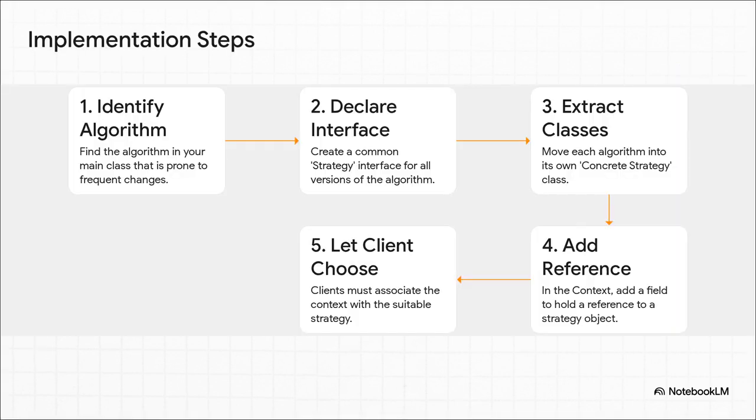So what if you want to try this yourself? It's really just a 5-step recipe. First, find that algorithm in your main class that's always changing and causing problems. Second, create a common interface for all the different ways you do that thing. Third, pull each of those variations out into its own separate concrete strategy class. Fourth, back in your main class, just add a field to hold whatever the current strategy is. And fifth, you just let the client code pick and pass in the strategy it wants to use.